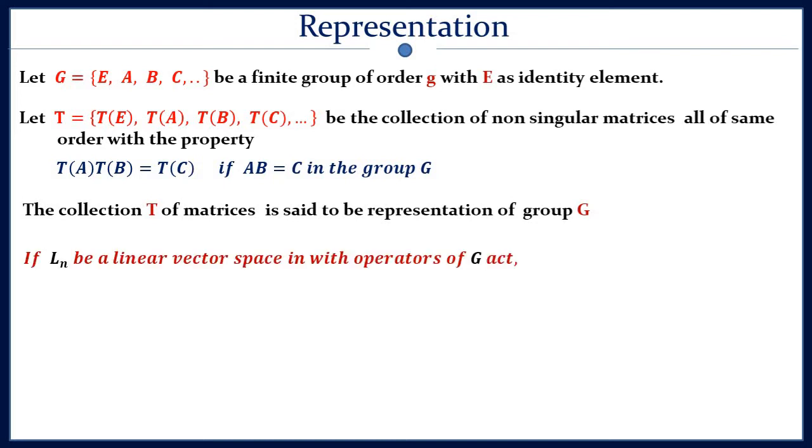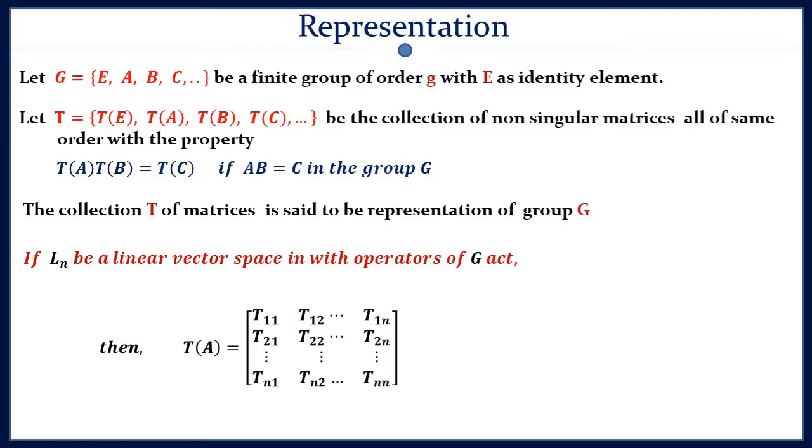Let's suppose we are working in a linear vector space in which the operator of G acts, then this Ta will look like this. This is the general form of the matrix. We all know that. This is all about the representation. Detailed theory of representation you will find in the previous lecture. You must watch that. I have just given here a brief recap of that.